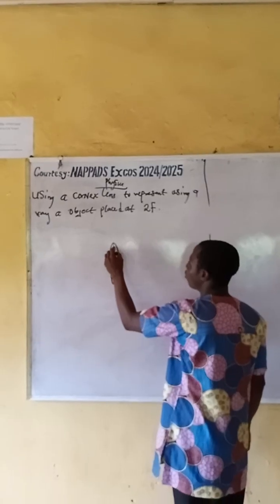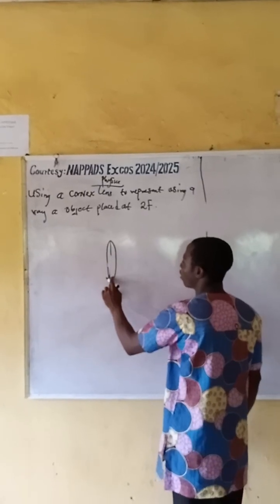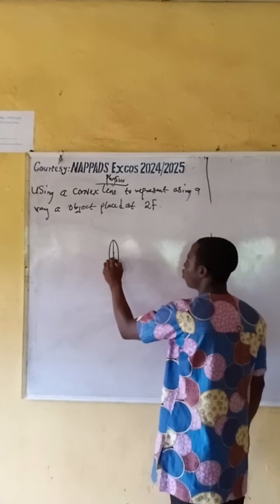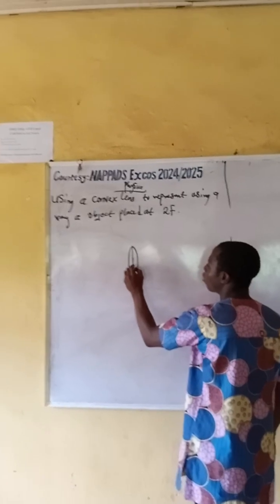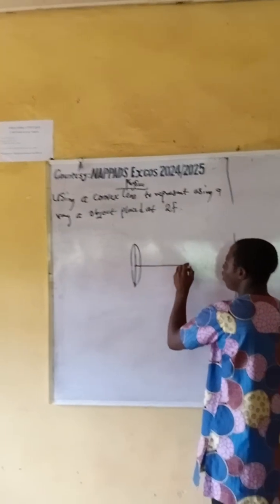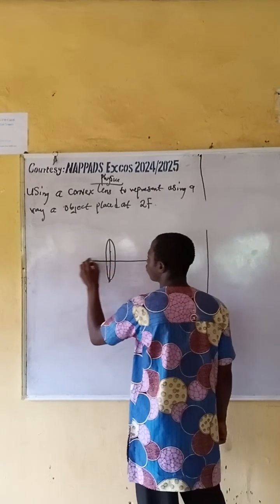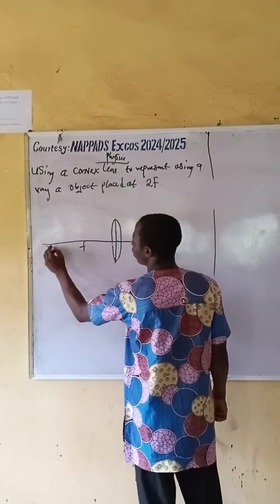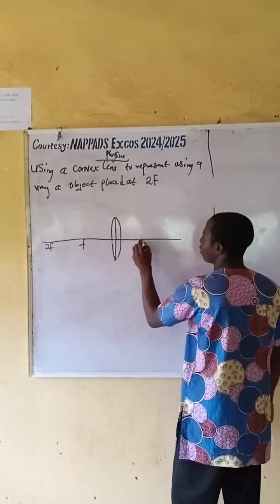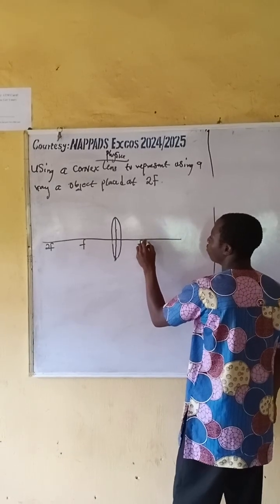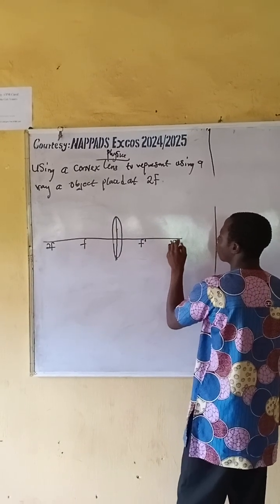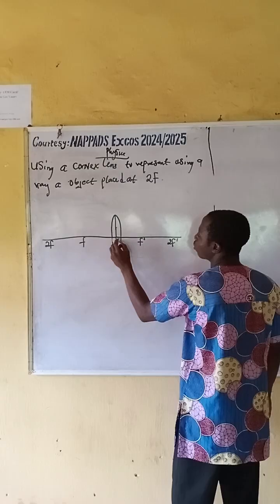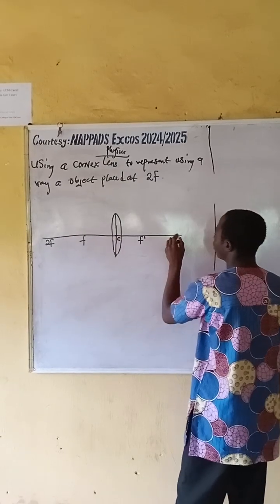This is the lens symbol. I'm using a freehand sketch, but when you are doing your own, use a ruler to avoid error and to have a straight line. Your F will be here, your 2F, that is your object. Your F prime, 2F prime. Your center of convection will be here.